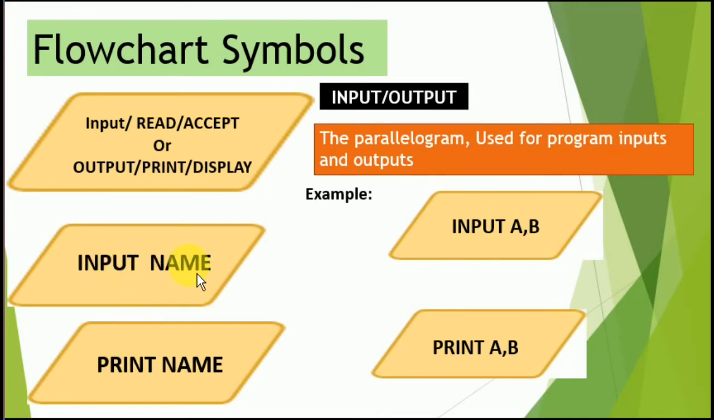If we input name, we use print name like this. If we input AB, we write down print. This is our output box and this is our input box. So the same box is used for input also and for output also.